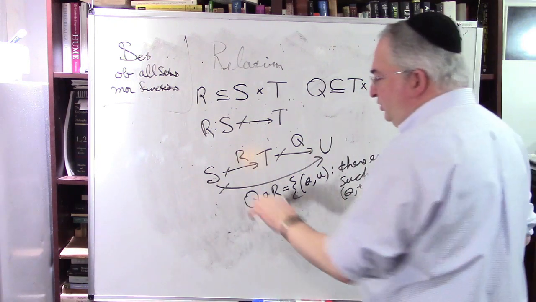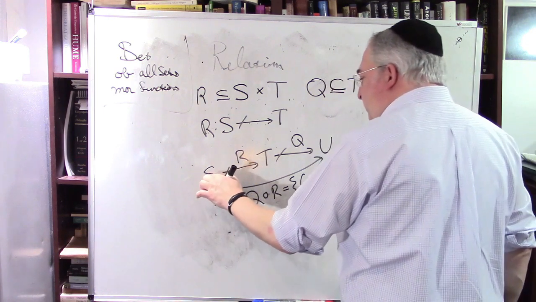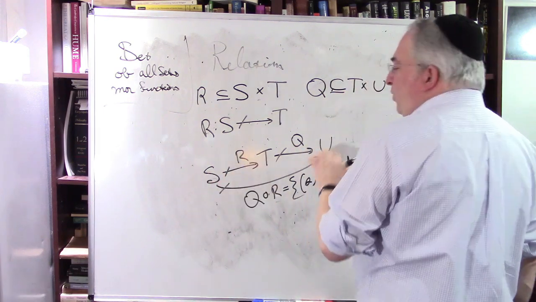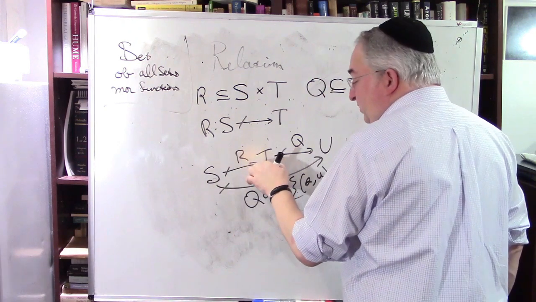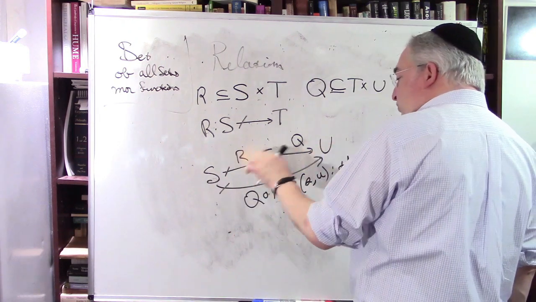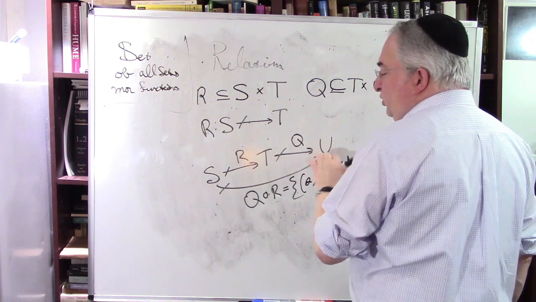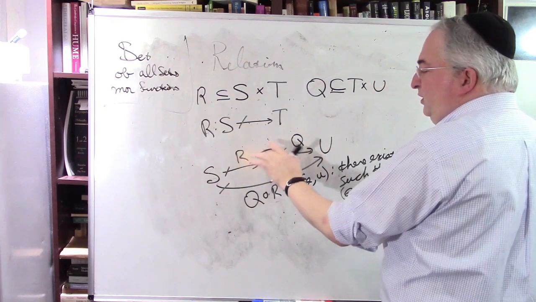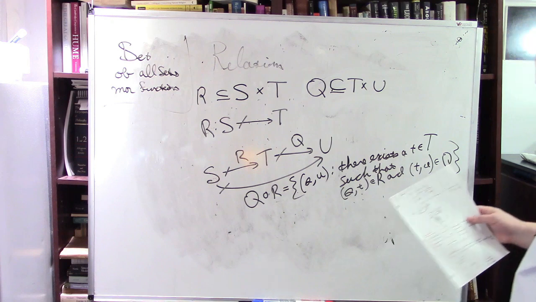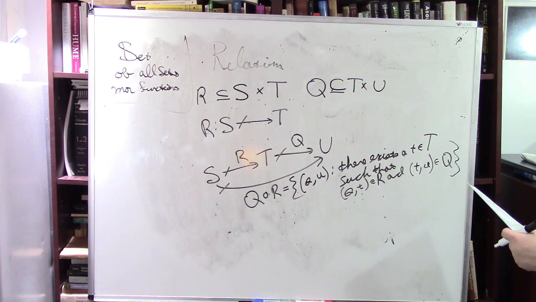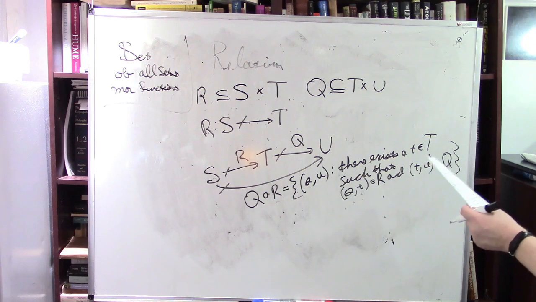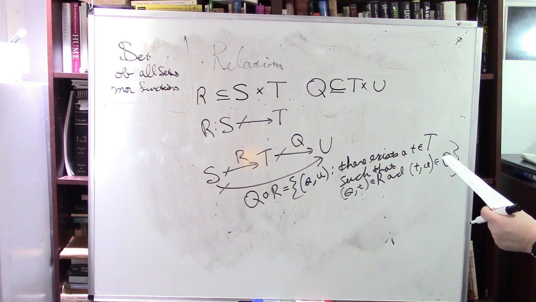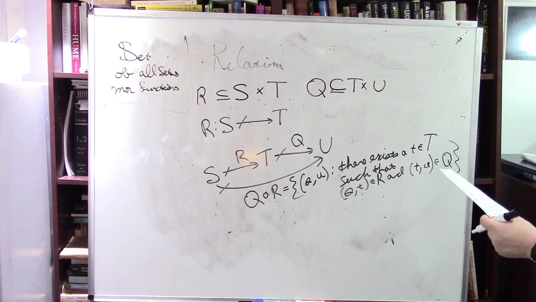So it has a feel of composition. Think about functions. What does it mean, the composition of this to this? If you start here, you do this function, you get some element in T, and you do that function, you're going to get some element in U. So similar type of thing. You need that intermediate thing. Okay, so this is called composition of relations.